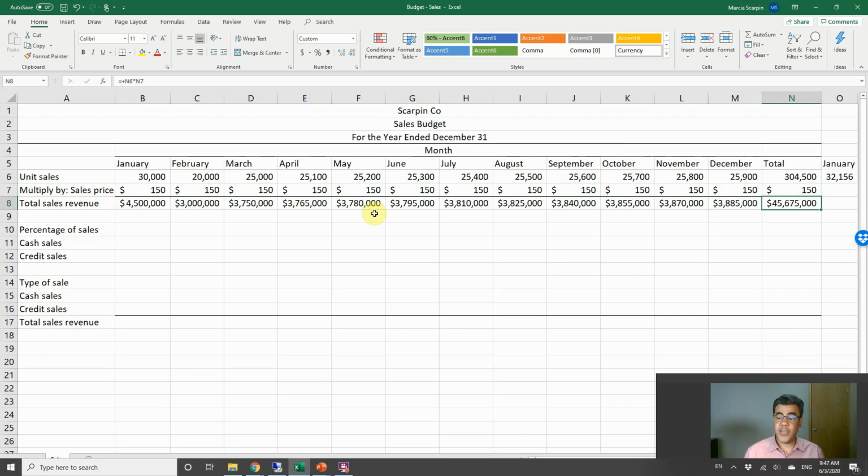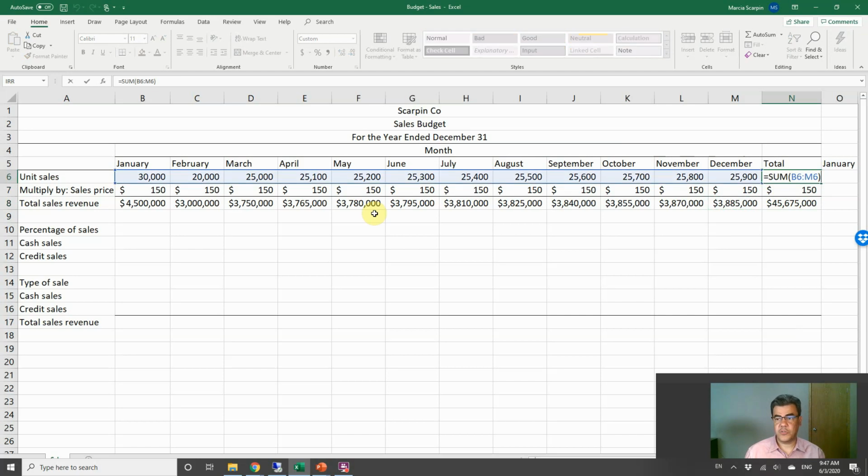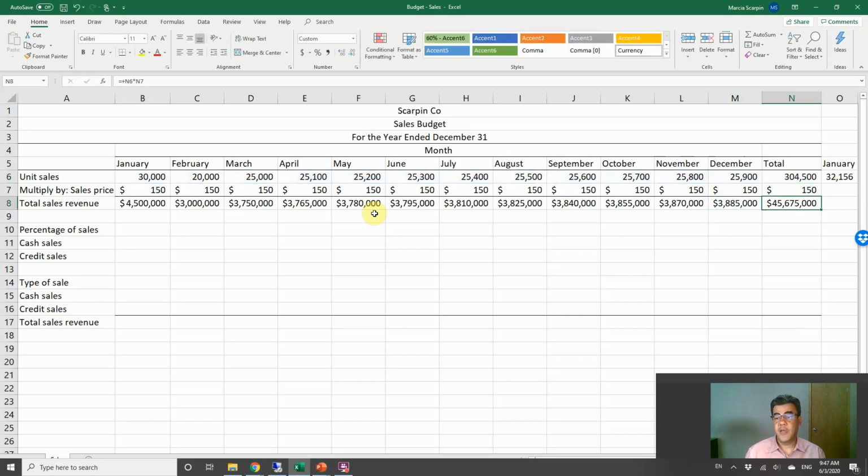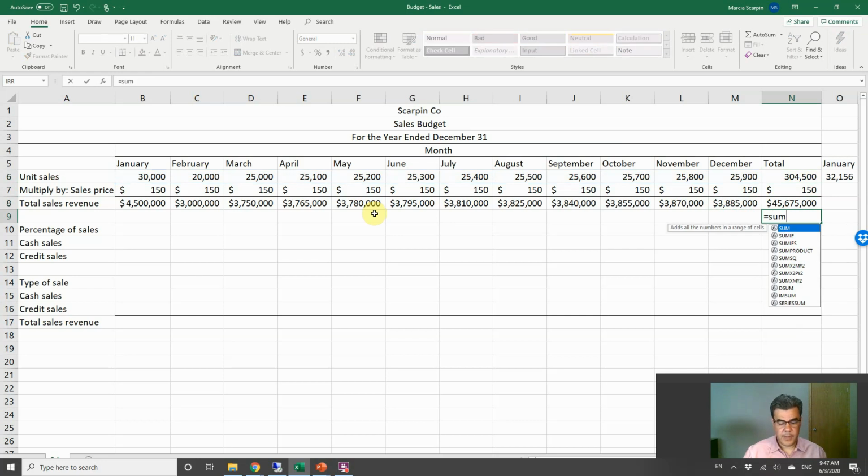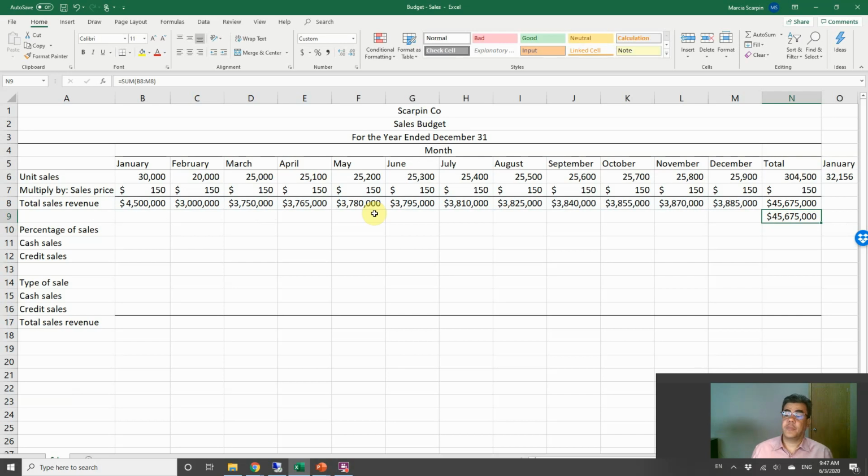How do we double check if this number is right? We are working with the formula unit sales multiplied by sales price. And here, in these totals, unit sales is the sum from January to December. If we sum our numbers here from January to December, we must find the same number. So we must find the same sales. Okay, it is right.